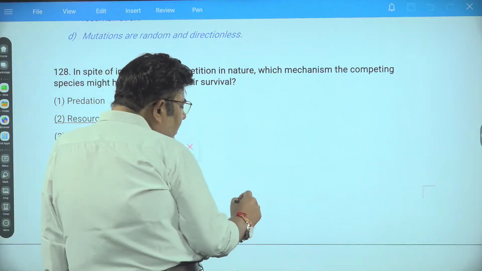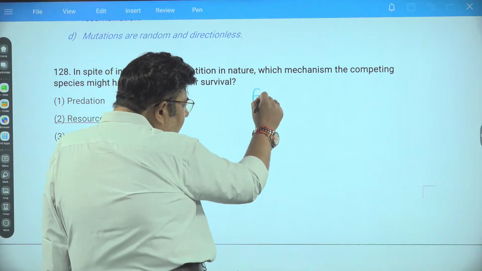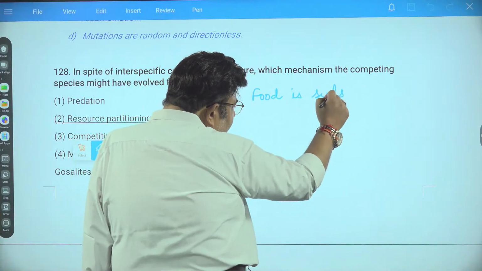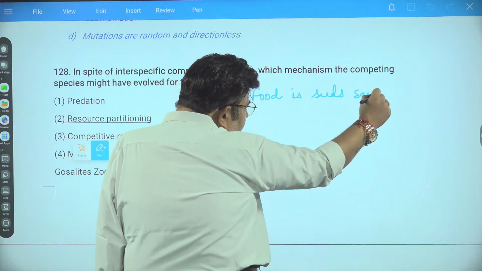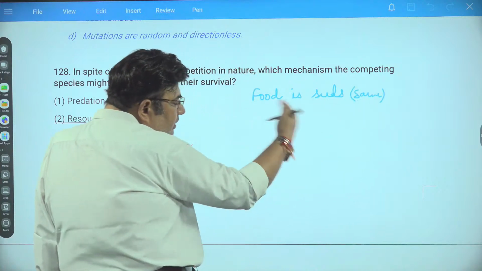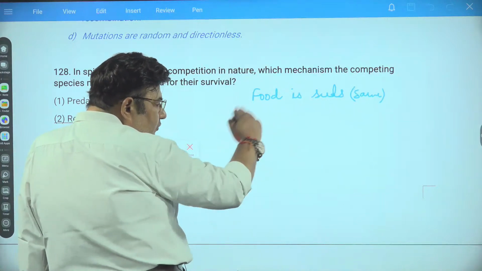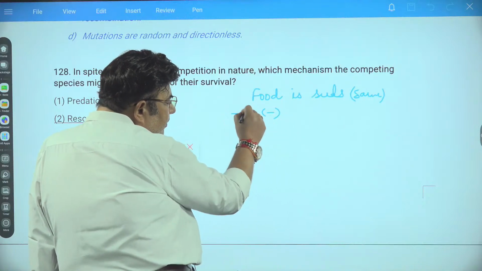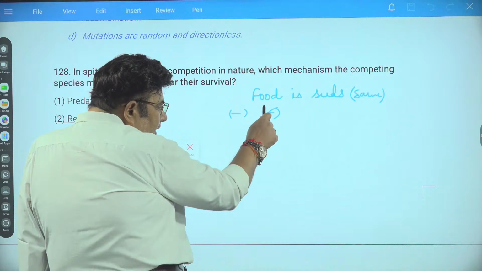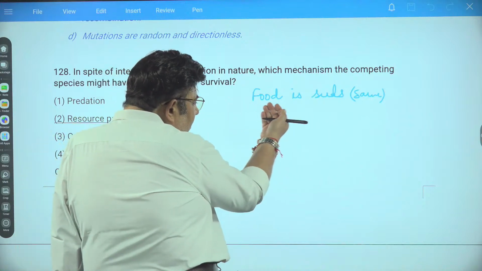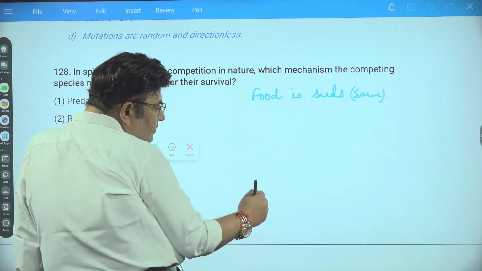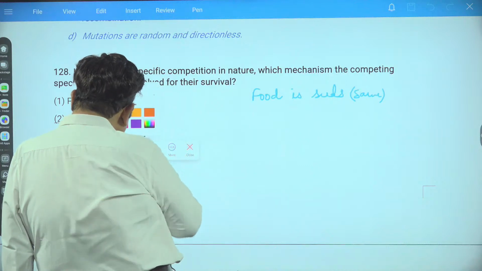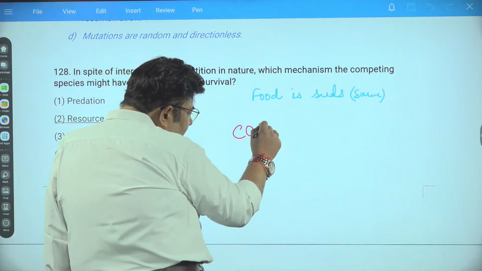He found that although their food is the same, their food is seeds, still they are not competing with each other and none of them is harmed, because competition is a minus minus type of interaction. This minus minus is not seen. So how do they overcome competition? The answer is they overcome competition by a phenomenon called coexistence.